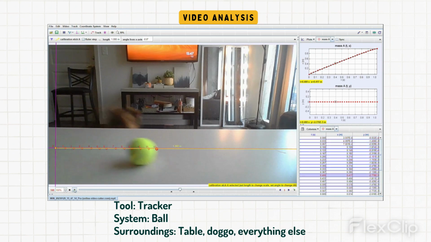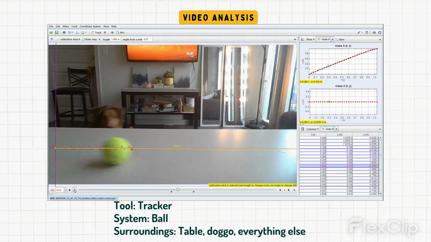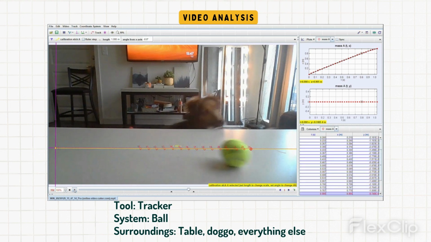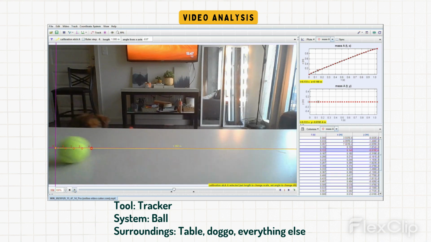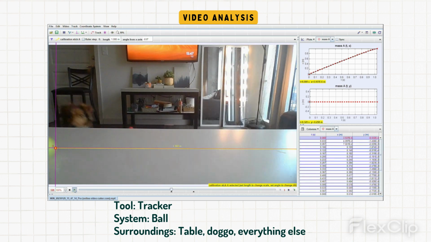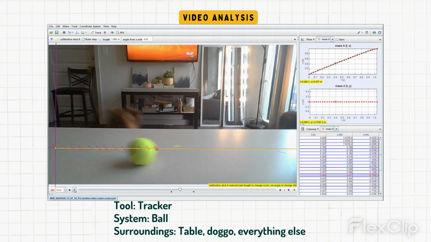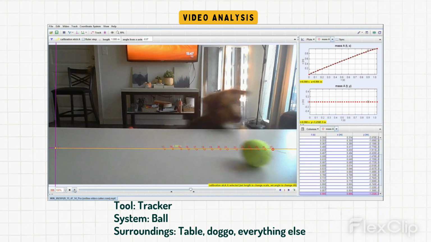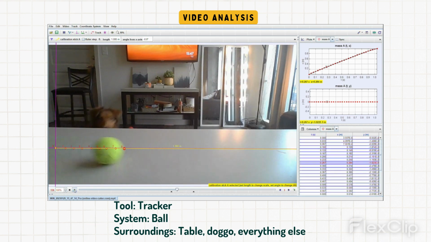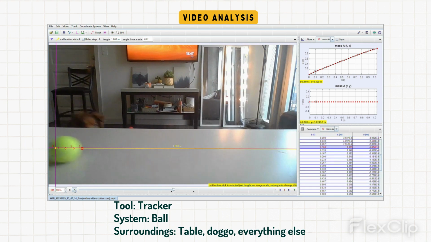To perform this video analysis, we used a motion tracker that allowed us to plot the position of our ball over time. We should also note that in this case, we set the axis in a way that the starting position of our ball is set to 0. We also should note that in this case, the system is our ball, the surroundings are the table, the doggo, and everything else. And we should also assume that there is no friction and the net force is 0.